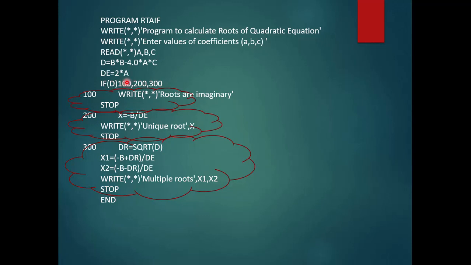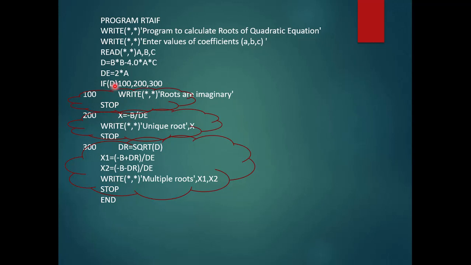So what is on 100? On this statement number 100, there is a message that roots are imaginary, and then it should stop. It should not go to the second statement. If this d is greater than 0, it will go to 300, and if it is equal to 0, it will go to 200.